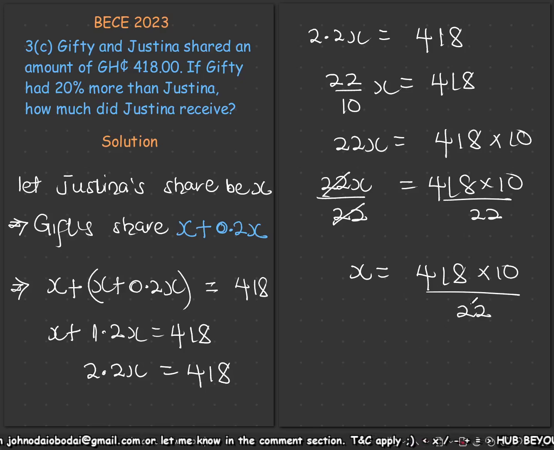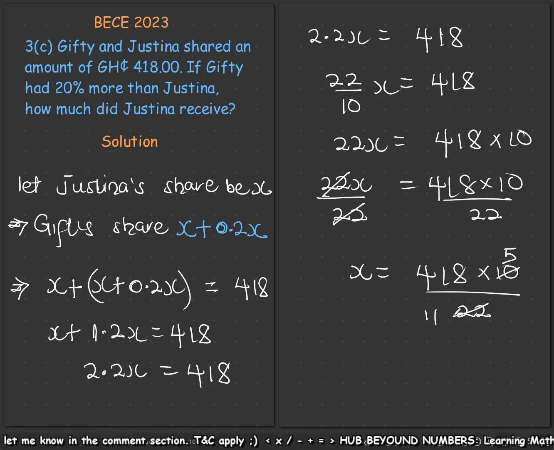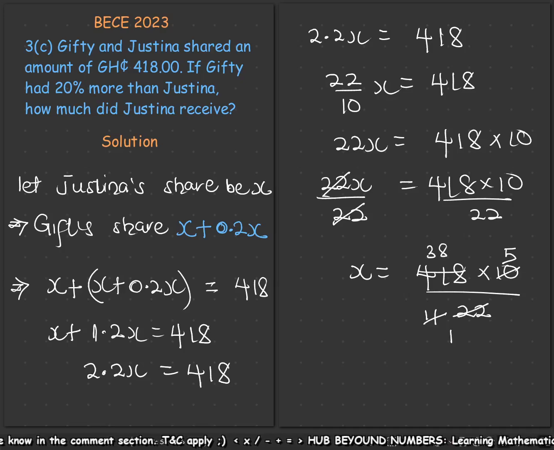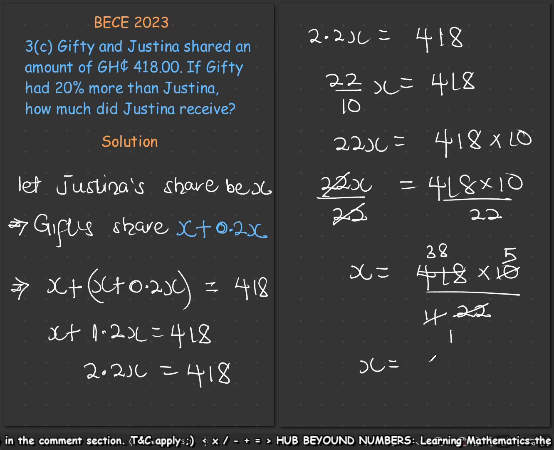And upon simplification, you can say 2 divides 22, 11, and into 10, 5 times. And then 11 into itself once, into 418, 38 times. So if you multiply 38 by 5, we are then going to get X being equal to 190.